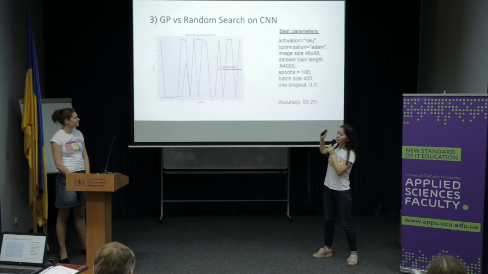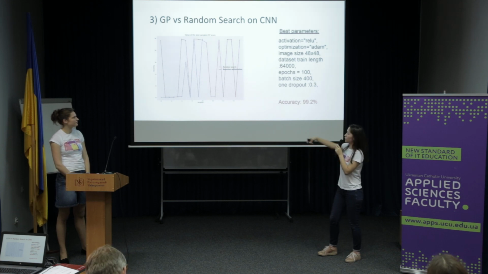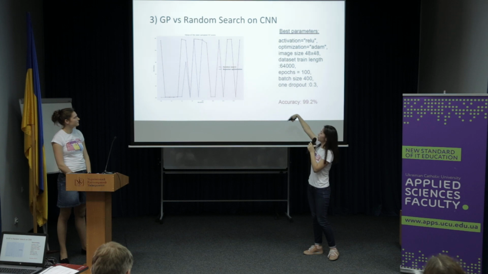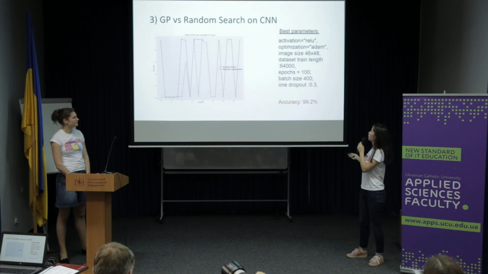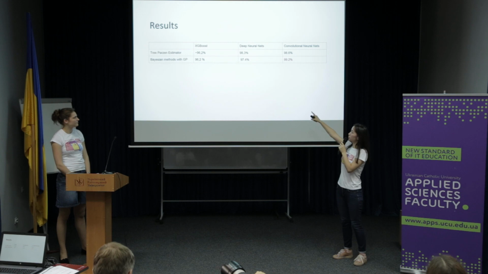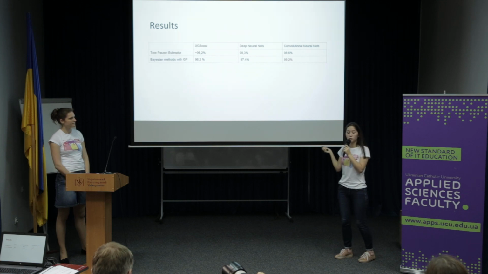And again, despite the computational cost, we decided to run it with random search. And as you can see, it's not so good. It doesn't converge to the higher accuracy as fast compared to the Gaussian processes. So what can we conclude from that? We can conclude that for XGBoost, both hyperparameter methods work okay. For deep neural nets, our tree-structured Parzen estimator works a little bit better. And for convolutional neural nets, our Bayesian method with Gaussian processes works really well because it gives us 99.2%.